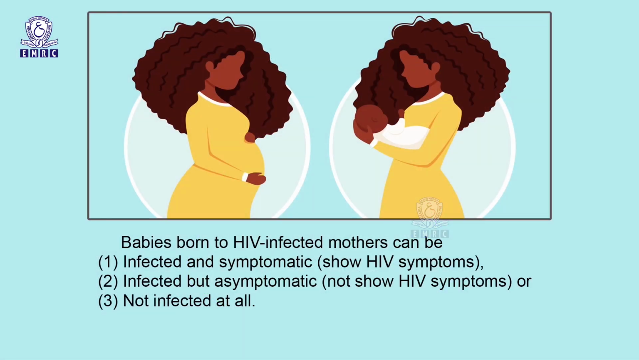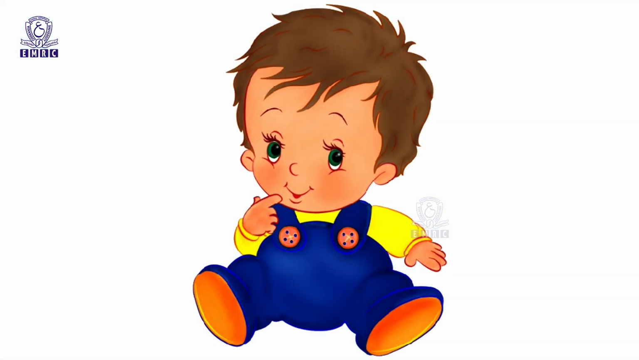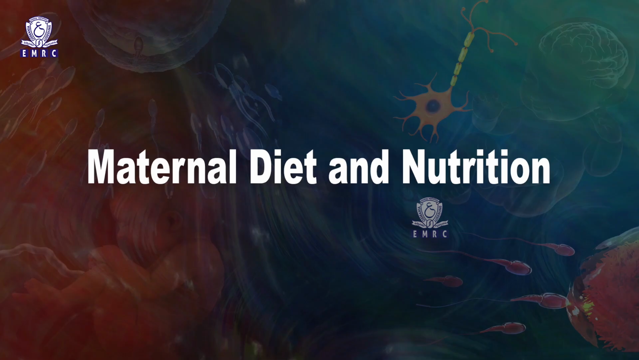Babies born to HIV-infected mothers can be: 1. Infected and symptomatic, that is, they show HIV symptoms; 2. Infected but asymptomatic, that is, they do not show HIV symptoms; or 3. Not infected at all. An infant who is infected and asymptomatic may still develop HIV symptoms up to 15 months of age.